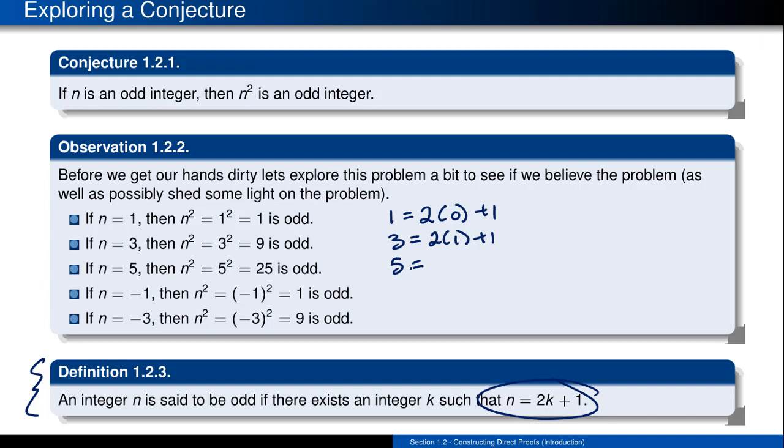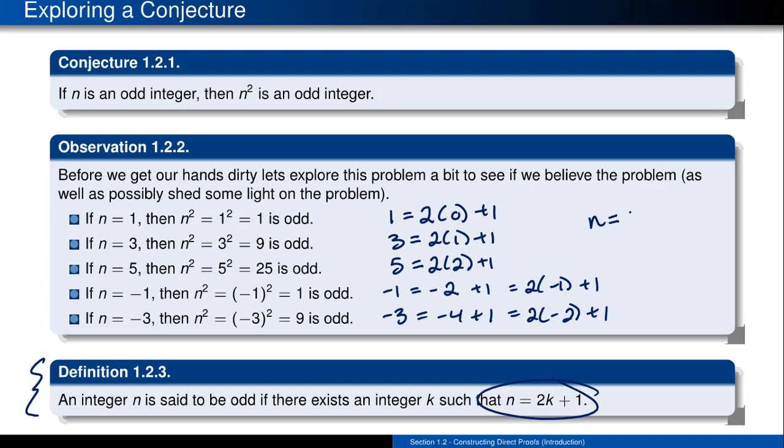5 has a special property that it is 4 plus 1, and 4 I can represent as 2 times 2 plus 1. The weird stuff actually ends up happening once I go down this negative world. The idea that negative 1 is actually going to be negative 2 plus 1, which I can represent as 2 times negative 1 plus 1. Likewise, negative 3 is going to be negative 4 plus 1, which is going to be 2 times negative 2 plus 1. So in all of these situations, you can see that these numbers are of the form 2 multiplied by some integer, in this case k, plus 1.